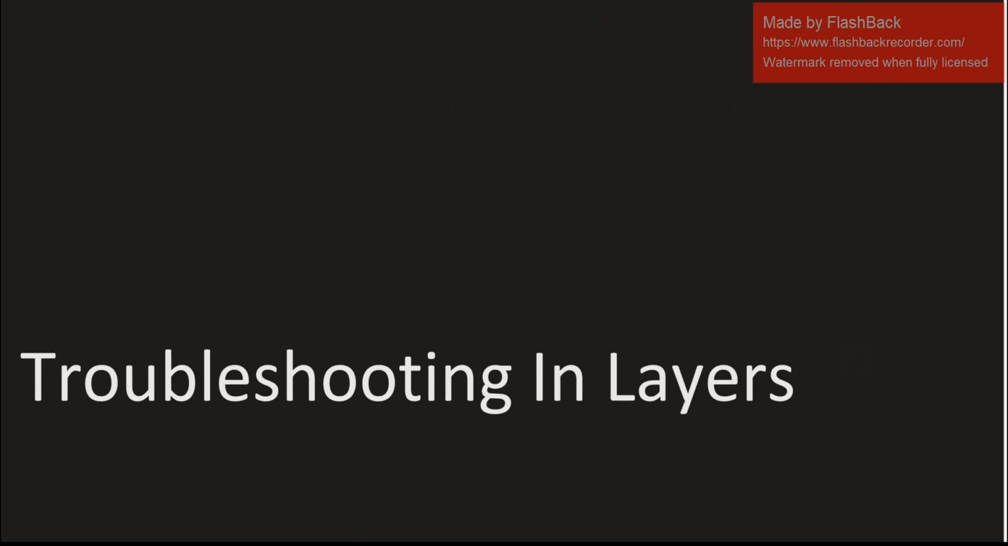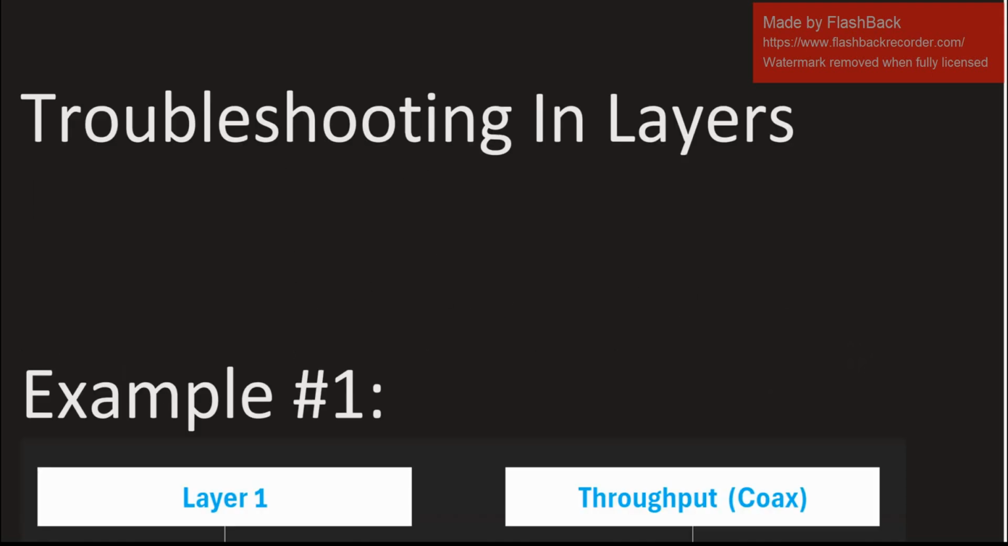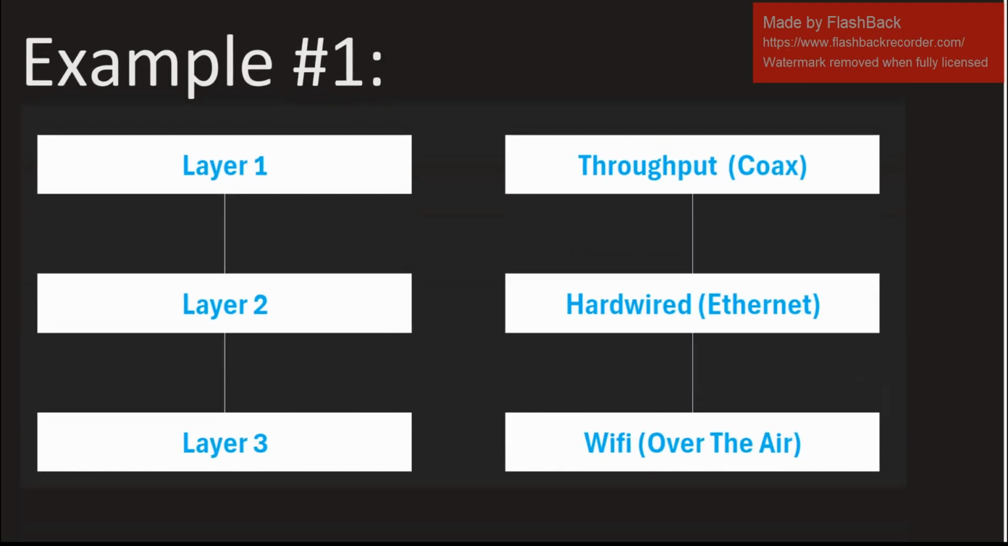Troubleshooting in layers. This right here is a fundamental concept that, if you grasp it, will help you understand how speed tests work, especially with throughput, hardwired and Wi-Fi. Example 1. At layer 1 we have the throughput, the coax, which is what we find through DOCSIS. At layer 2 we have our Ethernet, our hardwired speeds. In layer 3 we have our Wi-Fi, which is over the air. The reason I classify these as a layered approach is because each layer builds upon the layer before it.